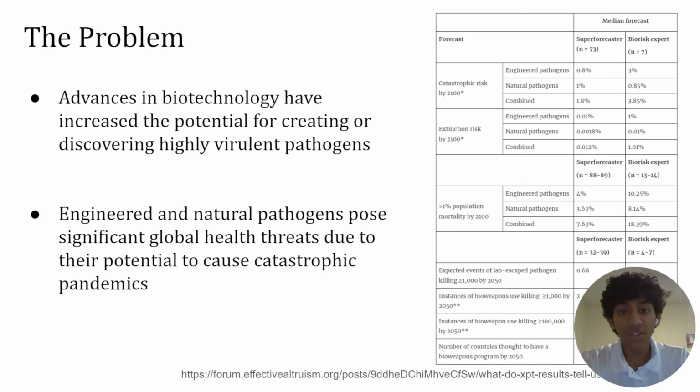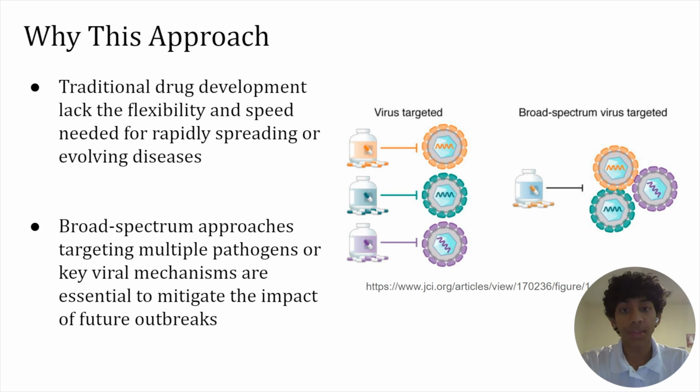These pandemics could severely disrupt social and economic systems, overwhelm healthcare infrastructure, and result in widespread illness and death. The rapid transmission and far reaching impact of potential emerging pathogens highlights the need for effective and adaptable strategies for pandemic prevention and rapid response. While traditional drug development lacks the flexibility needed for rapidly spreading or evolving diseases, broad spectrum approaches targeting key viral mechanisms could be essential to mitigate the impact of future outbreaks. These approaches could optimize treatment development in times of crisis, greatly aiding pandemic response.